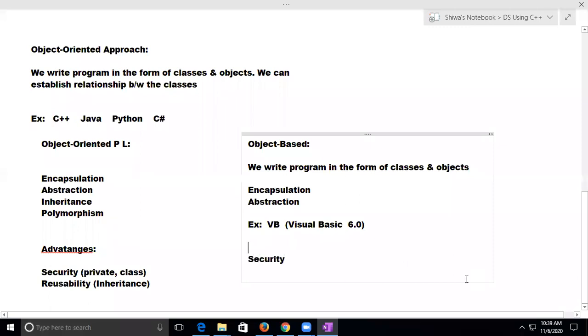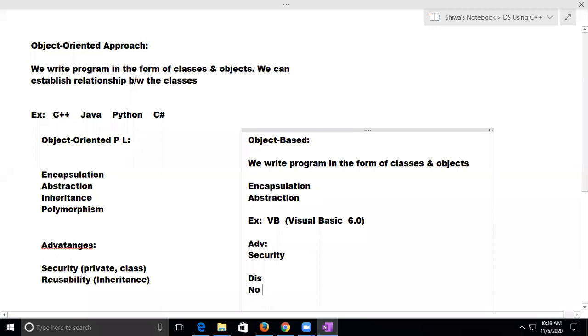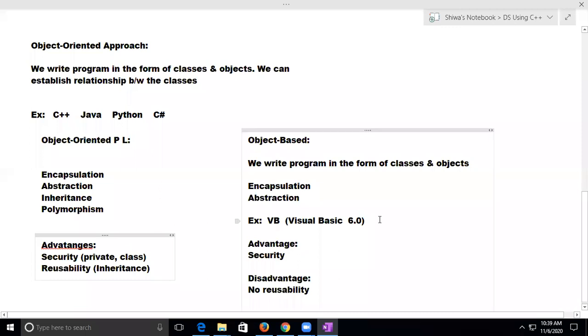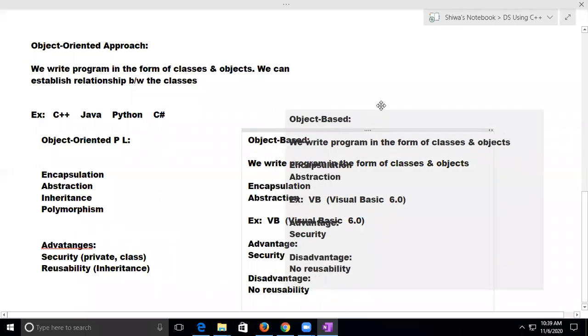Okay, security is there. This is the advantage. But no reusability is there. Disadvantage, no reusability. So this is the disadvantage here, and this one is the advantage here. So this is about programming approaches.